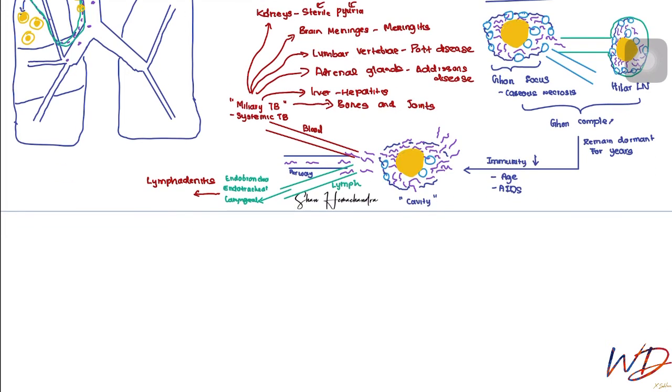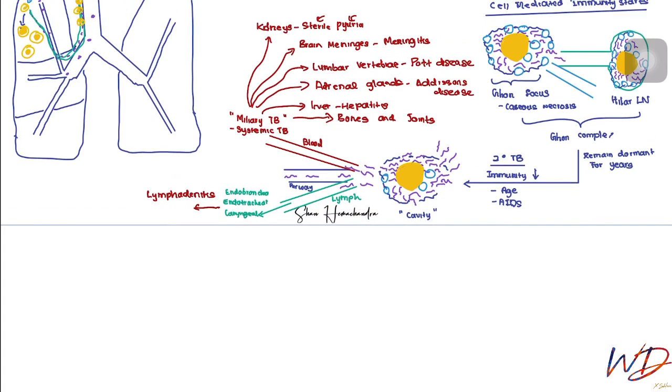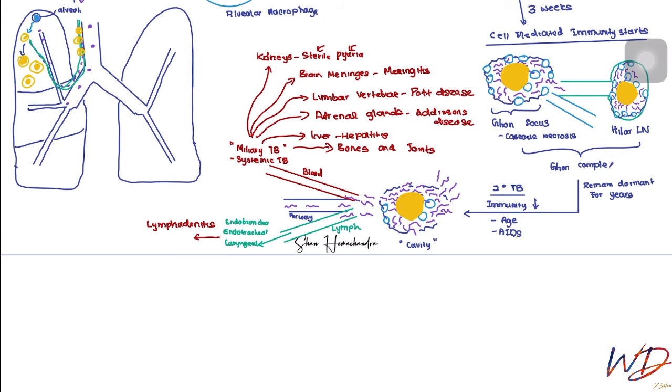So basically what I'm trying to say is, if there is secondary TB, it can spread in 3 ways. One, through the airway, next through lymph, or it can be miliary TB, which is systemic TB that can spread to almost any organ in the body. This is an oxygen-rich region, so it loves to go there.